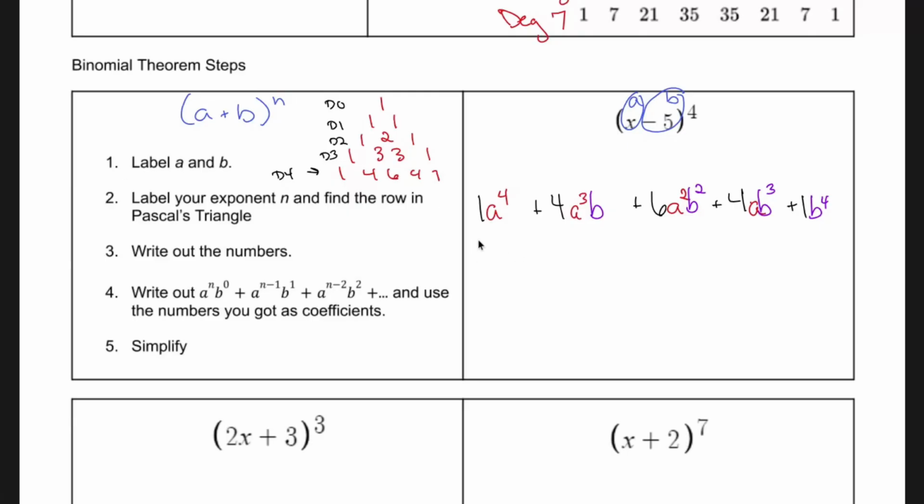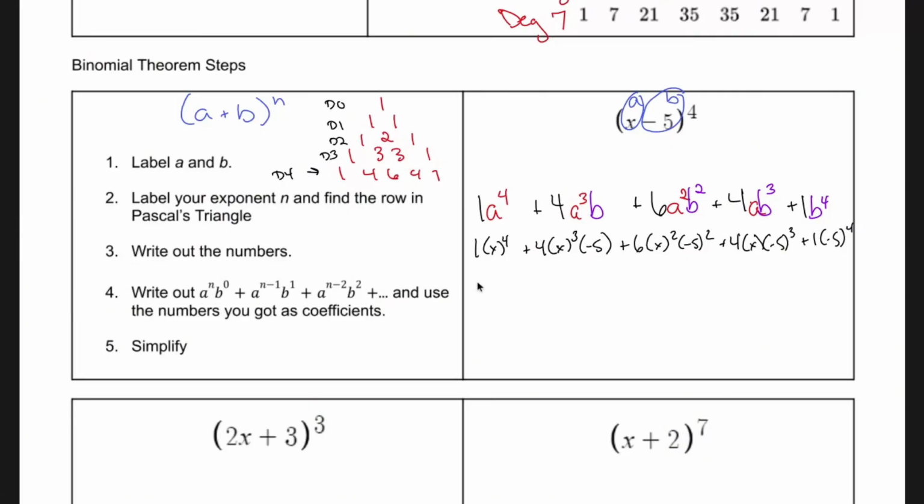Now let's plug in what we labeled. A to the 4th is going to be x to the 4th, plus 4. A to the 3rd is going to be x to the 3rd. B on its own is going to be negative 5. Plus 6. A squared is going to be x squared. B squared is going to be negative 5 squared. Plus 4. A is just going to be x. B to the 3rd is going to be negative 5 to the 3rd. Plus 1. B to the 4th is going to be negative 5 to the 4th.